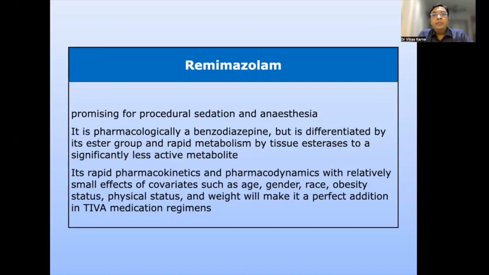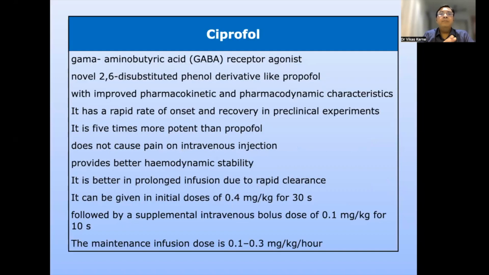Coming to remimazolam, which is promising for procedural sedation and anesthesia. It is pharmacologically a benzodiazepine, but it is differentiated by an ester group and leads to rapid metabolism by tissue esterase to a significantly inactive or less active metabolite. Its rapid pharmacokinetics and dynamics with relatively small effect of covariates such as age, gender, race, obesity status, physical status, and weight will make it a perfect addition for the TIVA medication regimen.